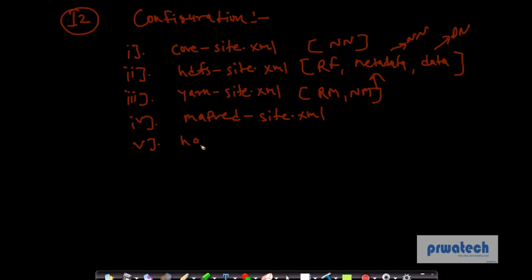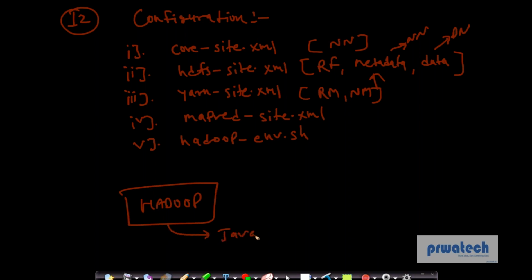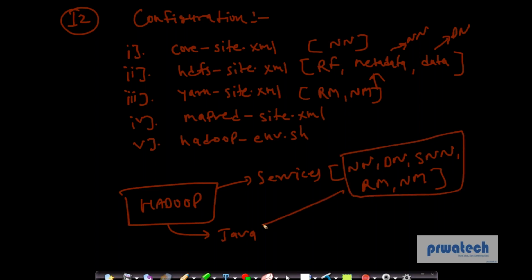Fifth is hadoop-env.sh. Because Hadoop is a framework, and this framework is written in which language? This is written in Java and native C. So if you want to run Hadoop services, when I say services, I mean daemons: name node, data node, secondary name node, resource manager, and node manager. If I want to run the services, these services need some memory to run, and who will provide this memory? Java will provide the memory. That is the reason you need Java setup here.